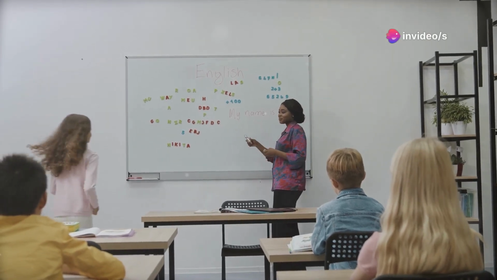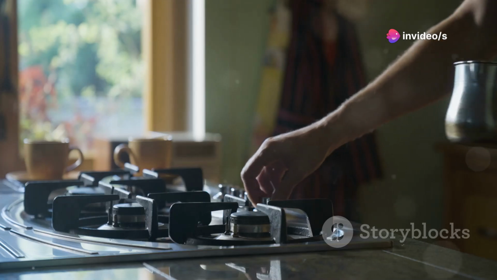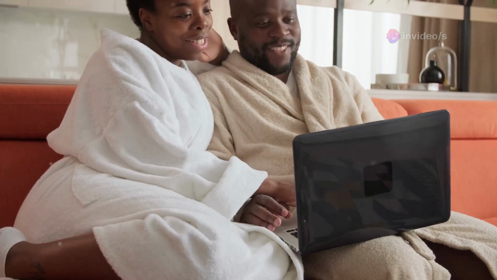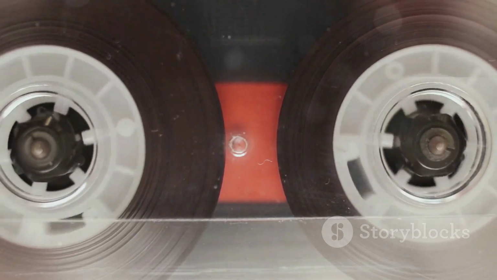Here are some examples. I walked to school yesterday. She ate breakfast early this morning. They watched a movie last night. These sentences clearly convey actions completed in the past.